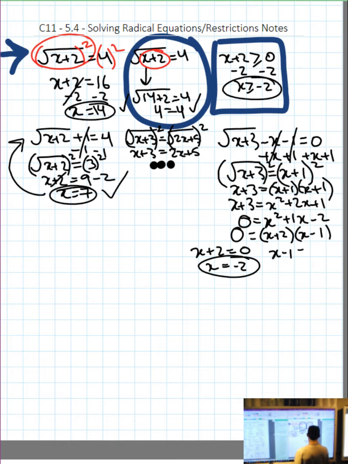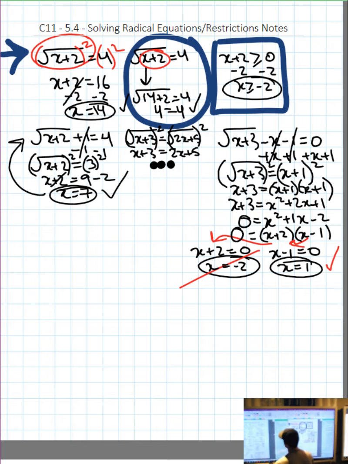X minus 1 equals 0. The factor from above. This one goes here. This one goes here. Add 1 to both sides. X equals 1. Carefully look at the notes. Substitute negative 2 back in for x and realize that it doesn't work, reject it and cross it off. Substitute 1 in. Realize that it works. And again, state your domain and whatever.